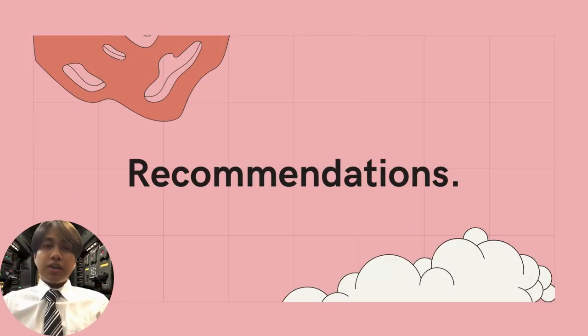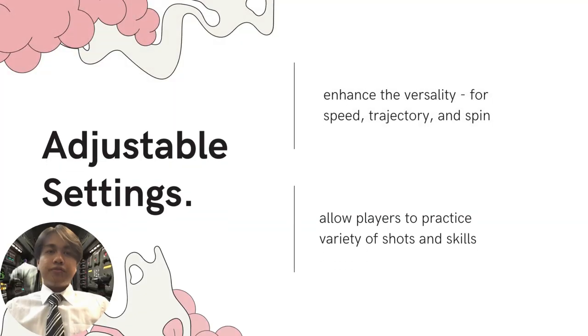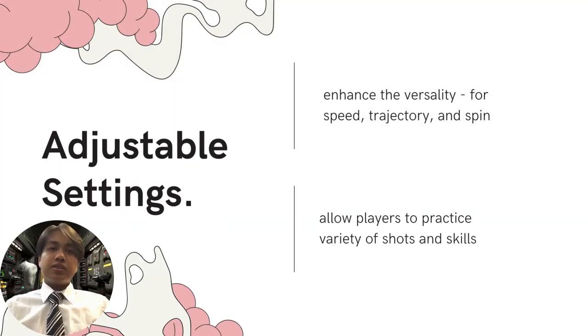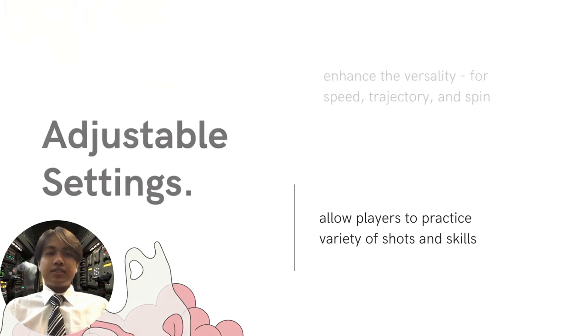Now, we are at the recommendation part, where we can make the machine more advanced, effective, and more efficient. Our first recommendation is adjustable setting, as we can enhance the facility for speed, trajectory and spin. This recommendation can allow players to practice a variety of shots and skills.